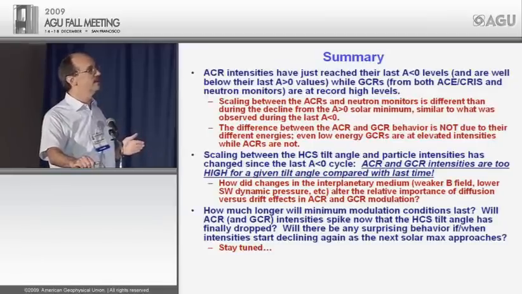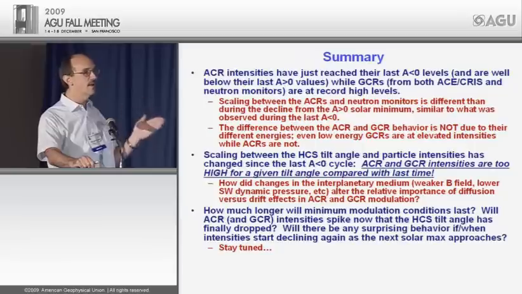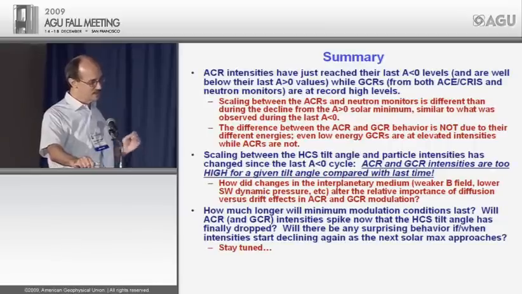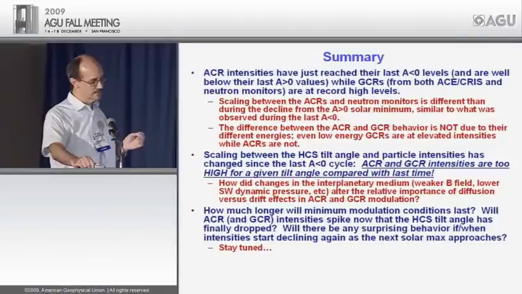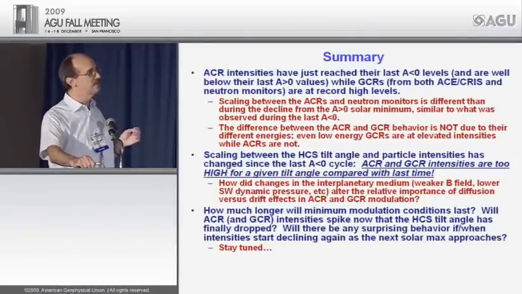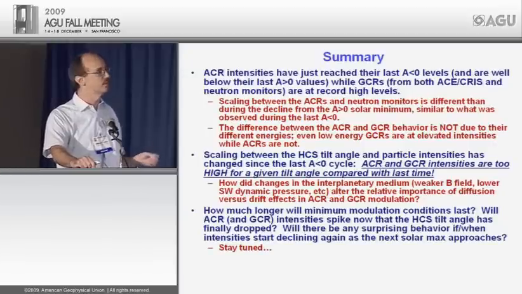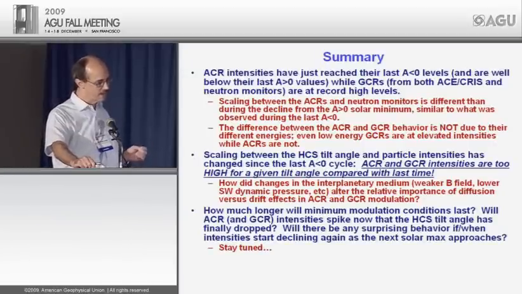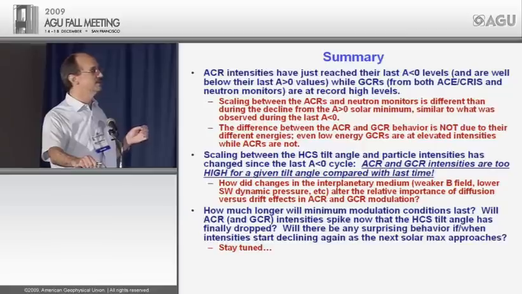It's not due to an energy-dependent effect, at least in the sense that the low-energy GCRs are elevated from where they were. ACRs are depleted. Something definitely changed between the scaling, between the tilt angle and the particle intensity since the last cycle. Both ACR and GCR intensities are high for a given tilt angle compared to where they were last time.